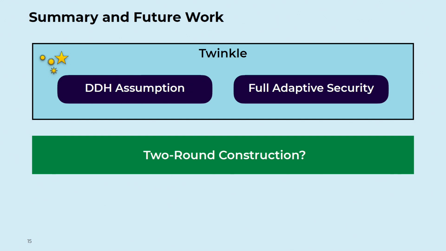The first one is, can we reduce the round complexity of this construction? I didn't tell you in this talk, but maybe you heard it in the first talk. This Sparkle scheme has a 3-round signing protocol, and our new Twinkle scheme also has a 3-round signing protocol. So it would be cool to reduce the round complexity, for example, to 2 rounds.